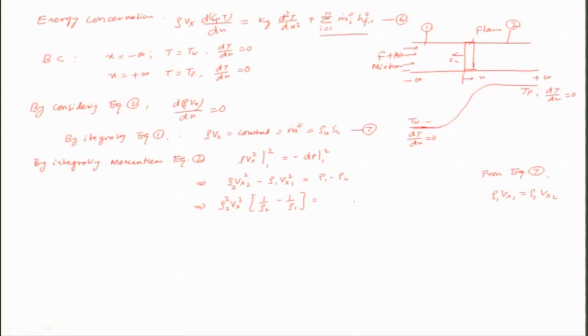Or I can write this as nothing but rho u S L whole square into 1 by rho 2 minus 1 by rho 1 is equal to p 1 minus p 2. We will substitute some values. What will be the difference in pressure between station 1 and station 2? Is it a very big quantity or a small quantity?